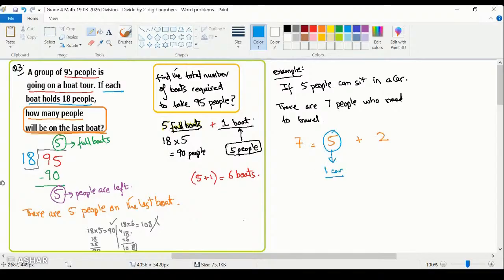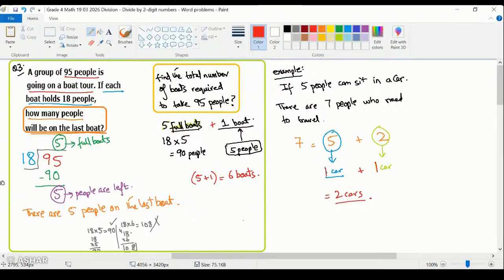Do we agree? These 5 people can sit in one car. But what about the next 2 people? Can they take half the car? Is this a possibility that they take half the car? No. They will take another car, right? That means the total is 2 cars are needed to take 7 people.